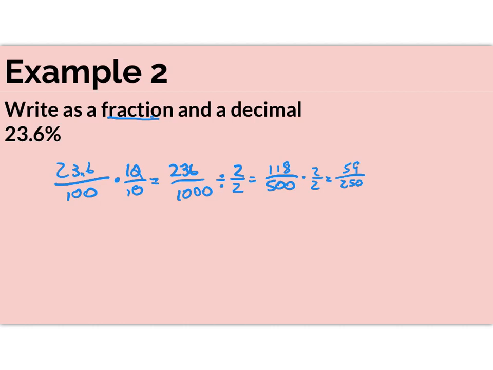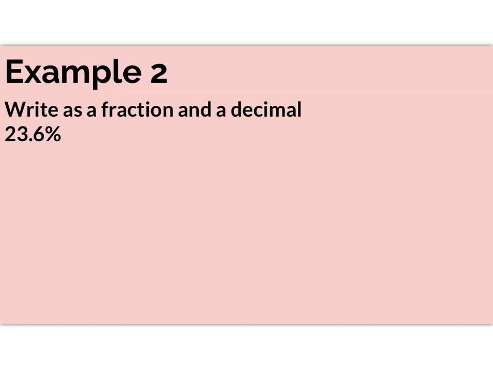So here's a little trick, and let me show you this real quick. Anytime a number ends in a multiple of 4, and we know 36 is a multiple of 4, or 4 is a factor of 36, you can divide by 4, and we see if we would have divided by 4, we'd have got to 59 over 250 a lot quicker. It's a little shortcut.